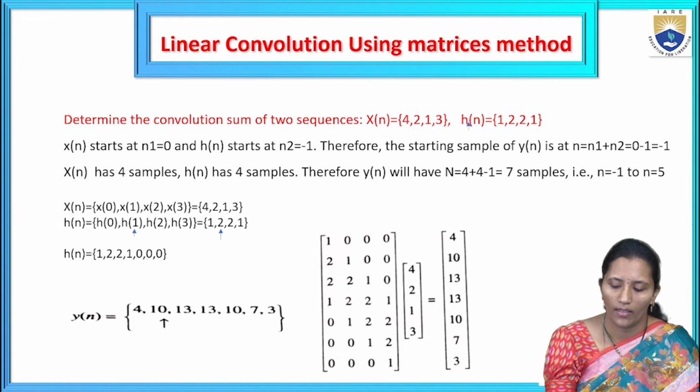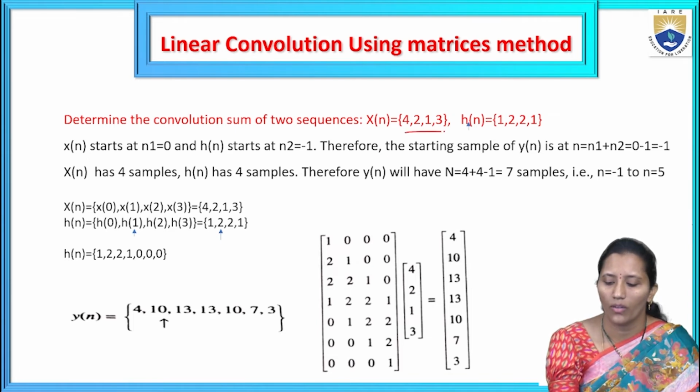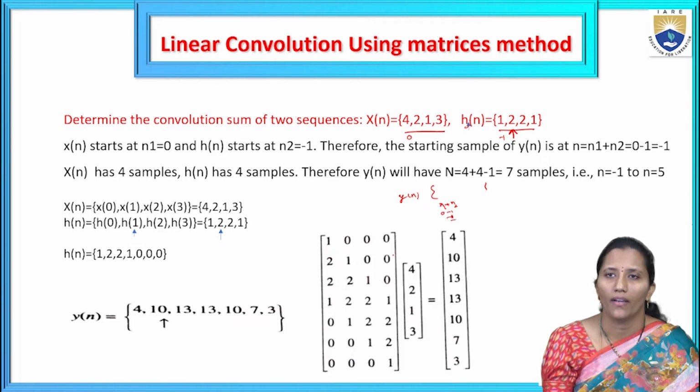See here, x of n is 4, 2, 1, 3 and h of n is 1, 2, 2, 1. Here this arrow mark indicates 1, 2, 2, 1. The starting index is 0 for x of n and minus 1 for h of n. So the starting index for y of n is n1 plus n2, that is 0 minus 1, which is minus 1.